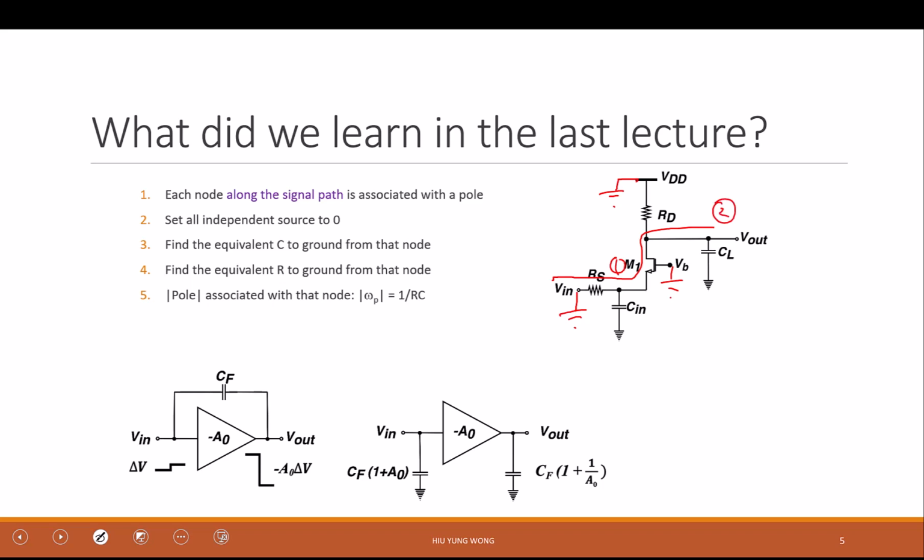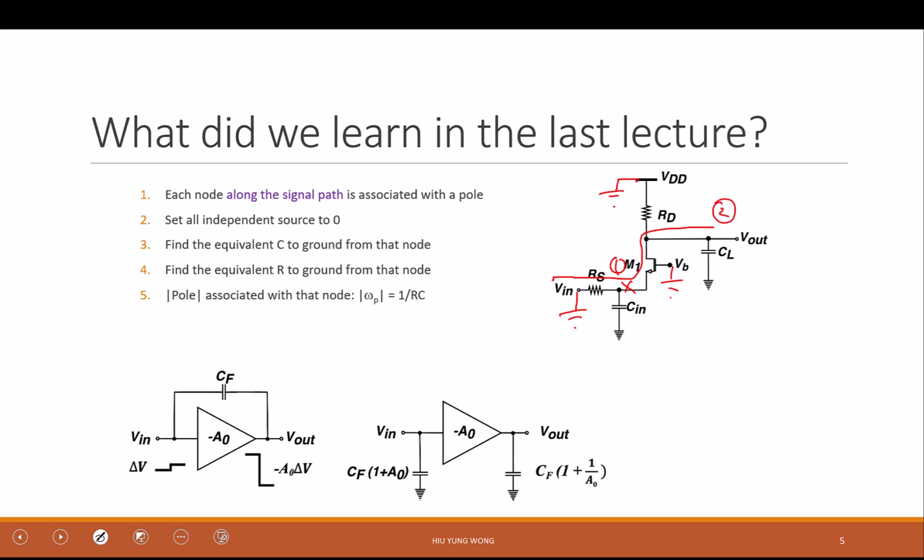And then all I need to do is stand on this node and ask myself, if I want to go to ground, what resistors will I encounter? What capacitors will I encounter? When we look at resistors, you completely ignore the capacitors as if you can erase them. When you look at the capacitance, you ignore the resistors, you can erase them. Okay? And that was the first mistake I made, right?